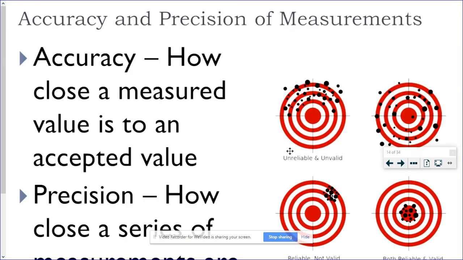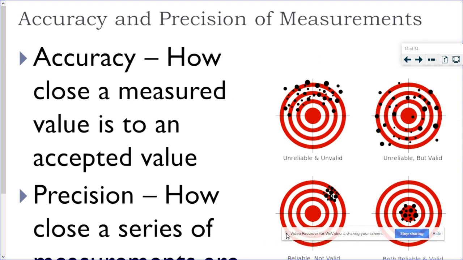We can talk in terms of accuracy and precision. A lot of times people use these words interchangeably. They're not really supposed to be used interchangeably. Accuracy means how close you are to an accepted value. So for example, water at room temperature is supposed to have a density of 1 gram per milliliter. That would be the accepted value.